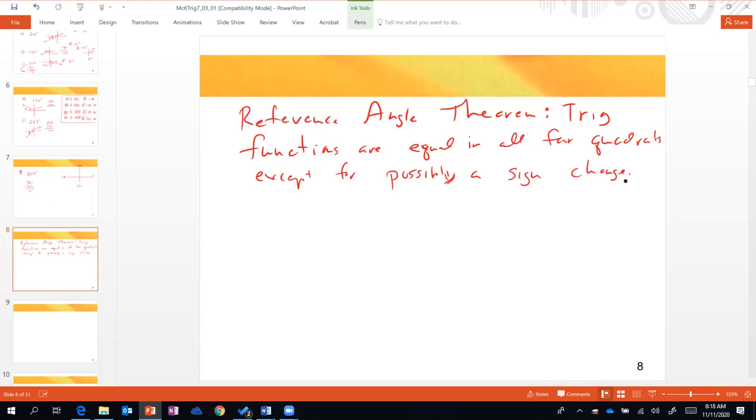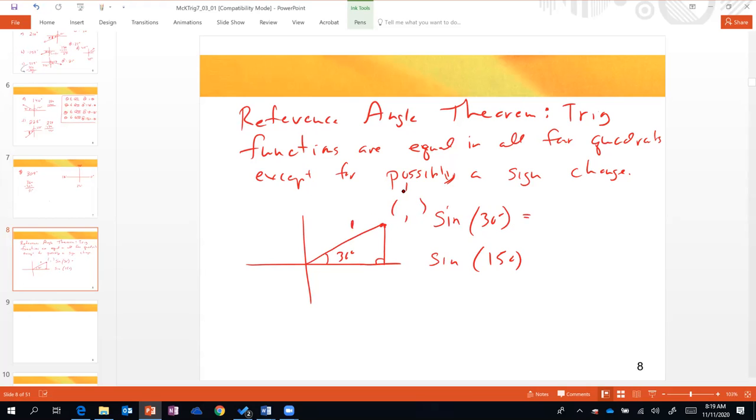And let's see, just real quickly here, if this makes sense. I'm going to look at sine of 30 degrees and sine of 150 degrees. I'm going to speed up just to show you the cool thing here. All right, so sine of 30 degrees. Ooh, help me out here. If this is 1, can anybody tell me what the coordinates are here?